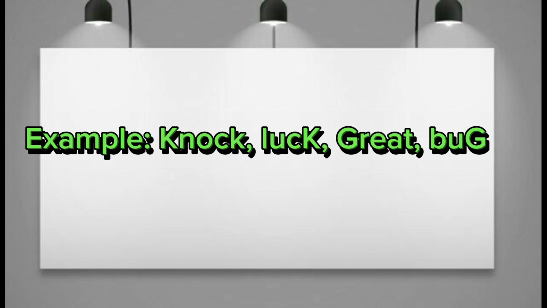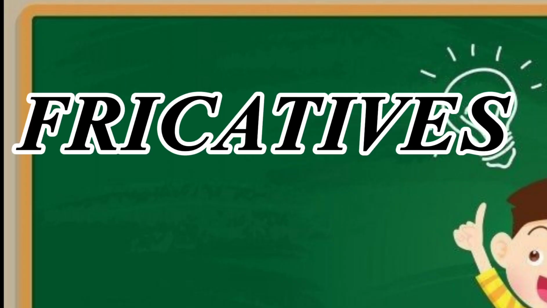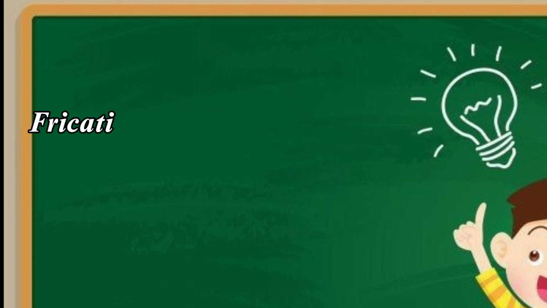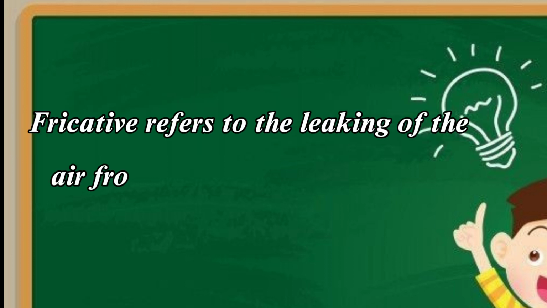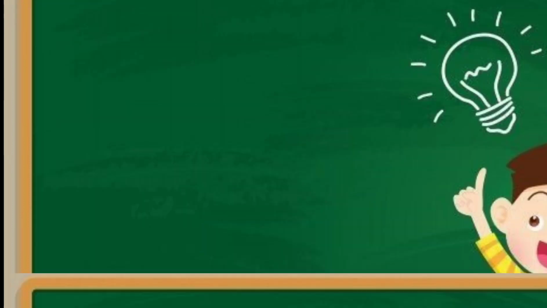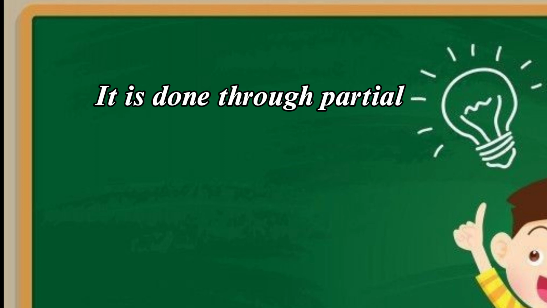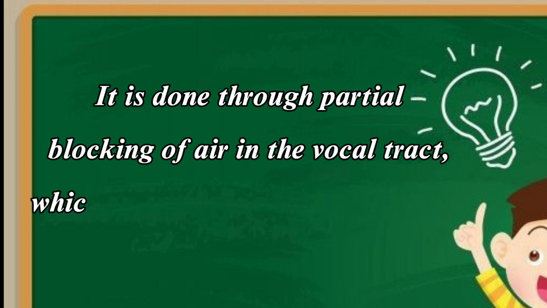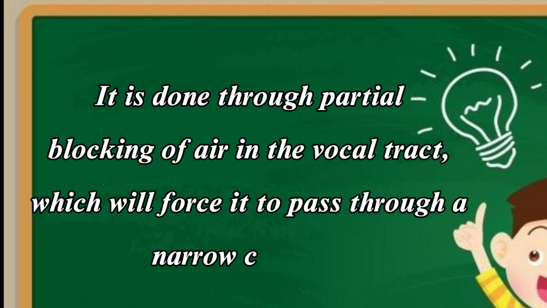The next type of manner of articulation is the fricatives. Fricatives refer to the leaking of the air from a narrow passage of the mouth. It is done through the partial blocking of the air in the vocal tract, which will force it to pass through a narrow channel. Like plosives, fricatives are restricted as they leave the body. We can use teeth, lips, or tongue to limit the flow of the sounds.